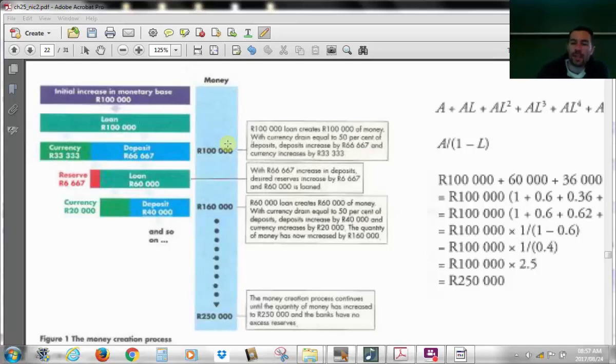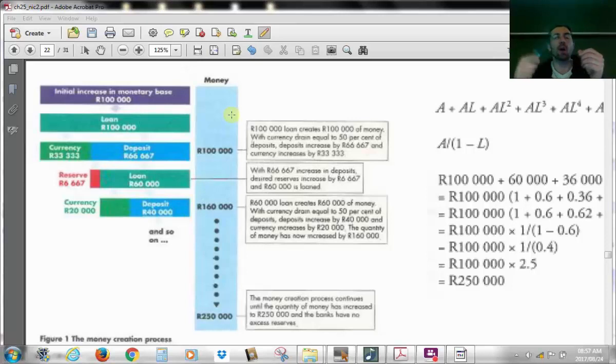Now, we've already said previously that there are three tools which the Reserve Bank can use to limit the amount of money that a bank can create. One of those tools is the required reserve ratio. In other words, for any deposits that the bank gets, a certain percentage of those deposits needs to be held as cash. That's the required reserve ratio.